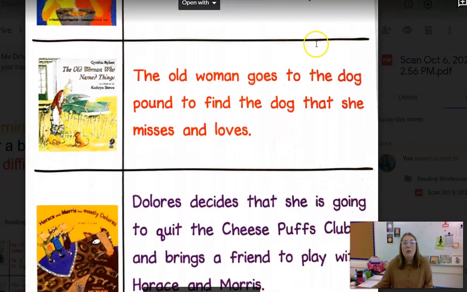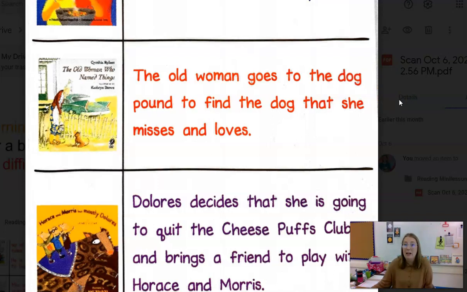The next story is The Old Lady Who Names Things, right? And this one was really popular in my class, and we loved learning about this old lady who befriends this adorable little dog. And so the climax for the story, the high point, is when the old woman goes to the dog pound to find the dog that she misses and loves.